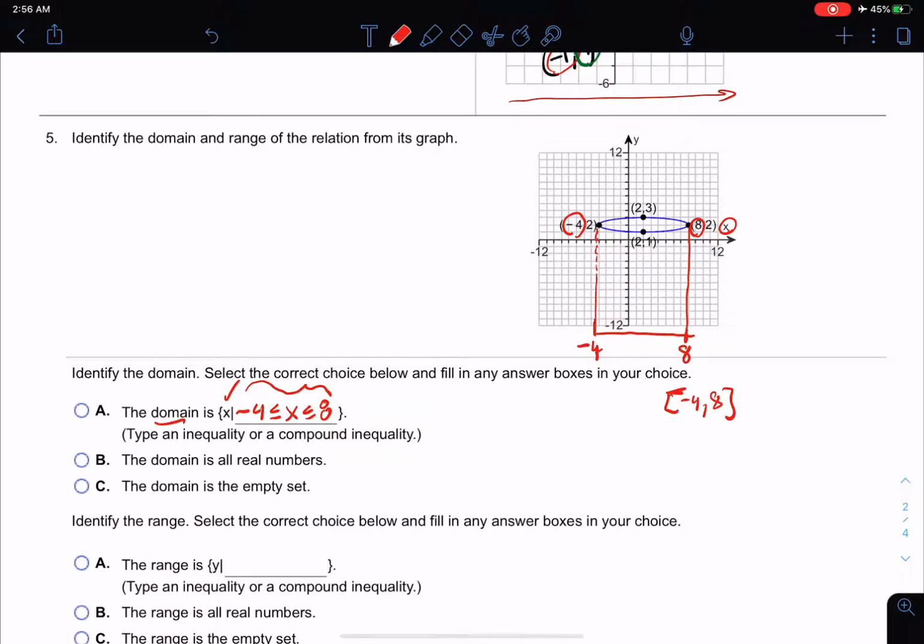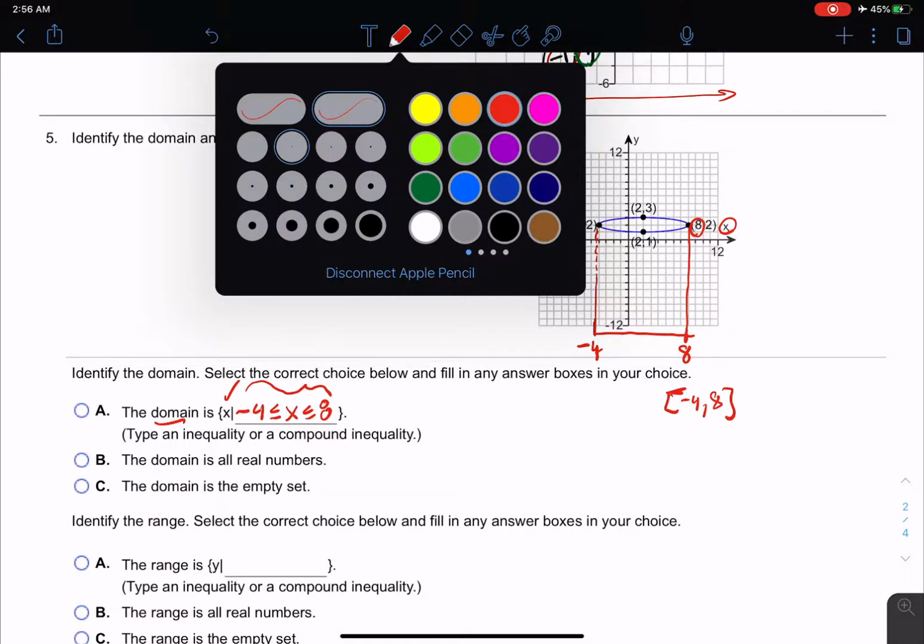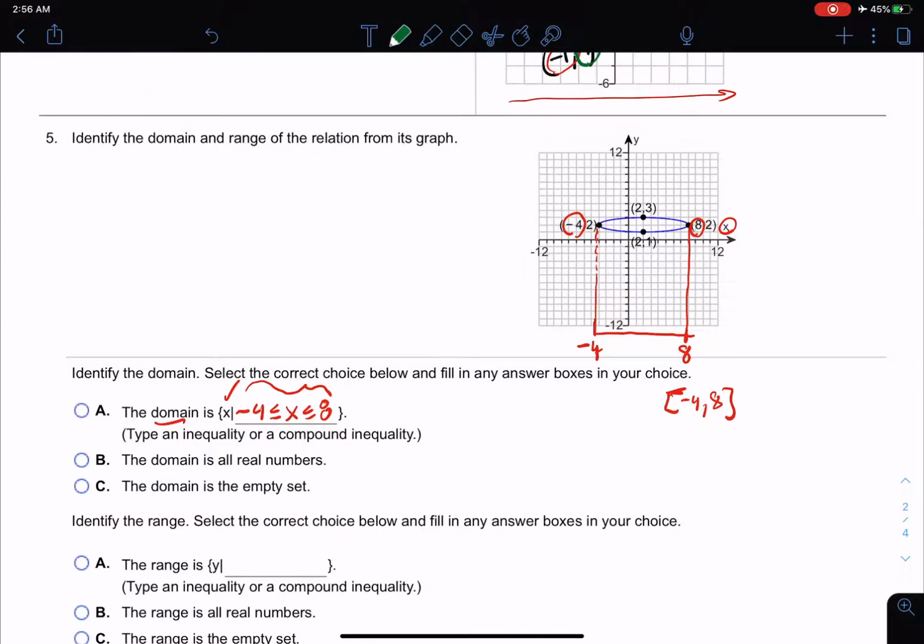That is the domain. Now range is the set of y values. I'm going to erase this so I can get a little bit of clarity on that part. So the range is this set of y values. What's the smallest y value that's represented on this blue ellipse? The y value is 1. And it goes on up to the biggest y value on this ellipse, 3. So it just goes from 1 to 3.